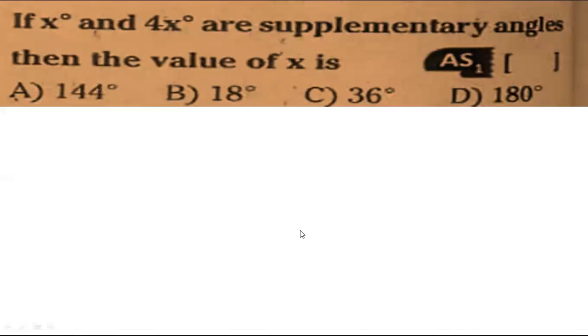Next question. If x degrees and 4x degrees are supplementary angles. Supplementary means the sum of two angles should be 180 degrees. The first angle is x degrees, the second angle is 4x degrees. If I add, I should get 180 degrees. x degrees plus 4x degrees, 1 plus 4 is 5x degrees, is equal to 180 degrees.